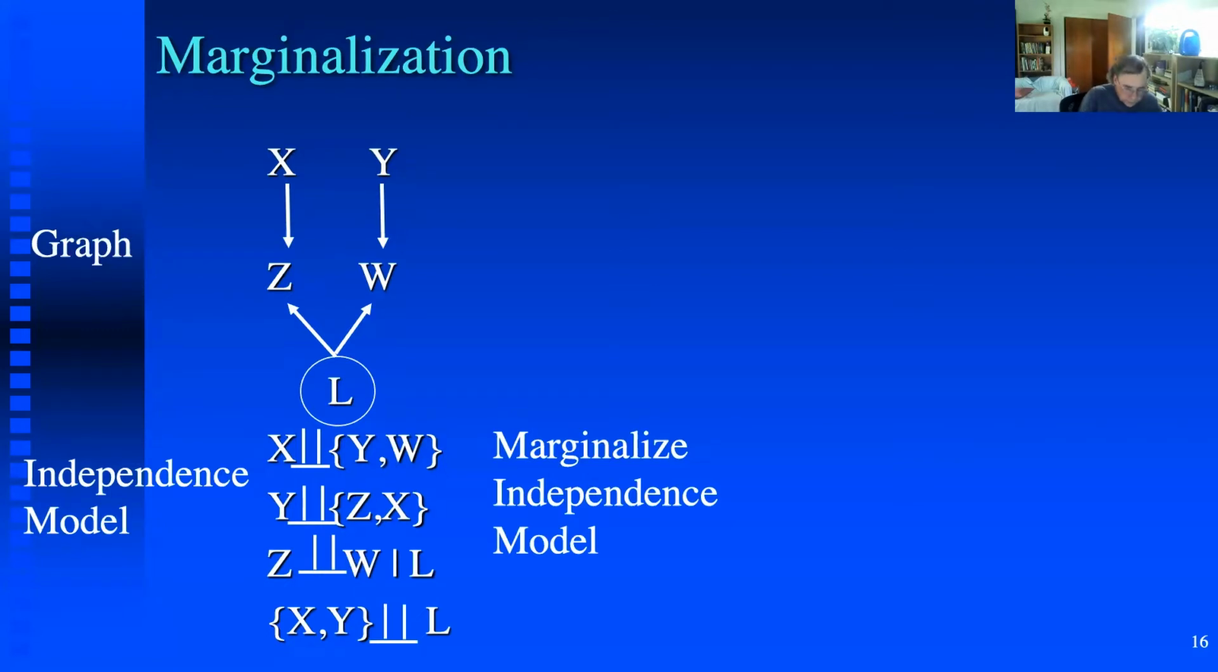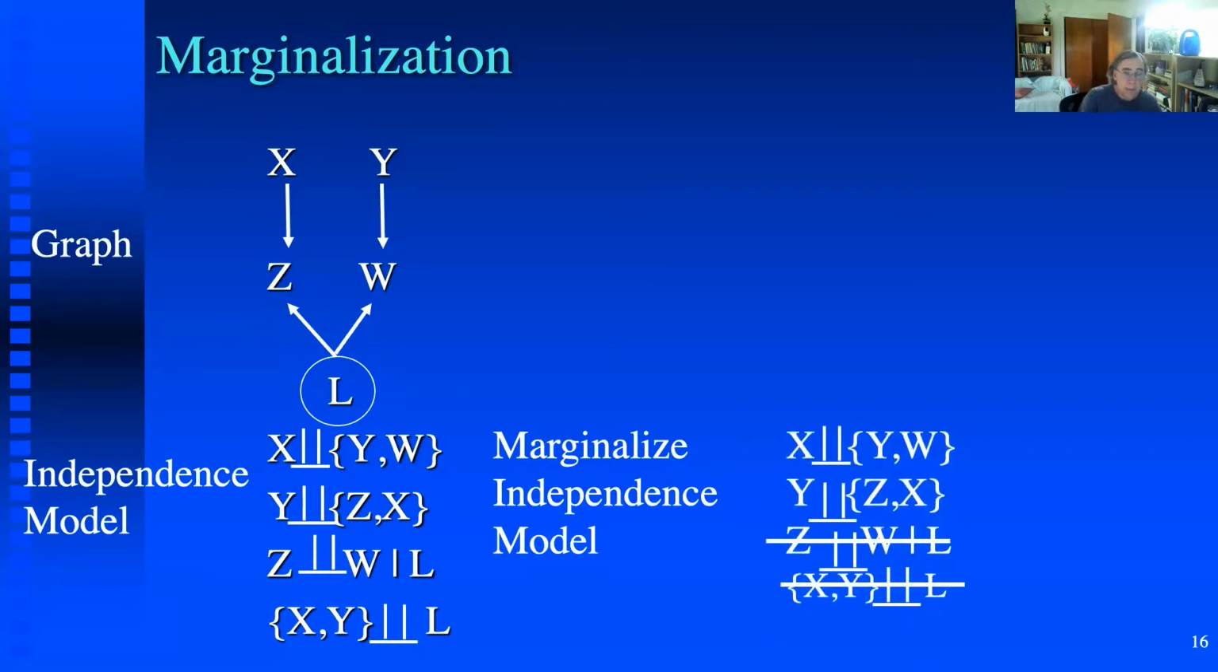And ask ourselves, what happens if we marginalize the independence model? Well, when we marginalize the independence model, in this case, I'm taking L to be unmeasured. I simply cross out all of the conditional independencies that involve L, right? They're no longer part of my model. I'm not saying they're false. They're just dropped out of the model.